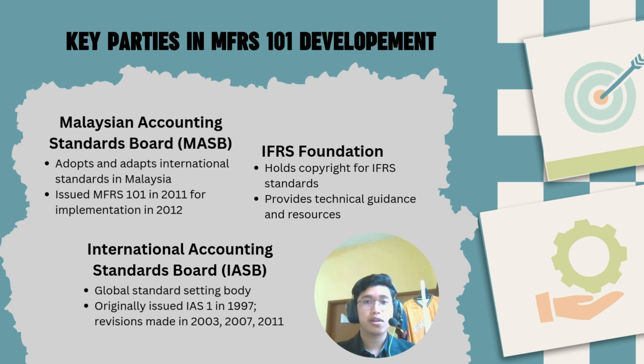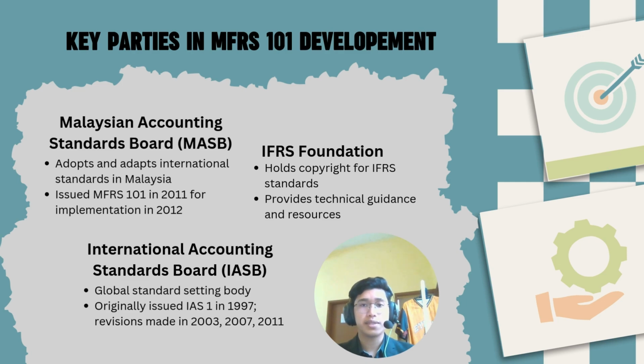Okay, first let us talk about MASB. MASB is responsible for adopting and also adapting international accounting standards for Malaysia. They issued MFRS 101 in 2011, aligning with global practices, to be effective from January 1, 2012. This adoption is part of Malaysia's policy to converge with International Financial Reporting Standards, or what we call IFRS, in order to enhance transparency, comparability, and consistency in financial reporting, both within Malaysia and also internationally.